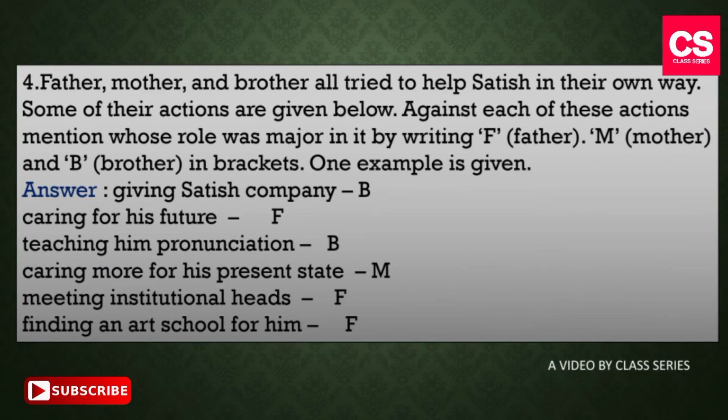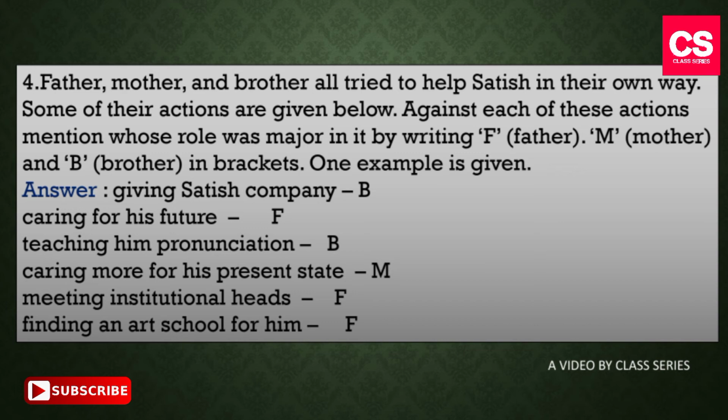Our fourth question is, father, mother and brother all tried to help Satish in their own way. Some of their actions are given below. Against each of these actions, mention whose role was major in it by writing F as father, M as mother and B as brother in brackets. One example is given below. The answer of this question is, number 1. Giving Satish company. B. Brother.